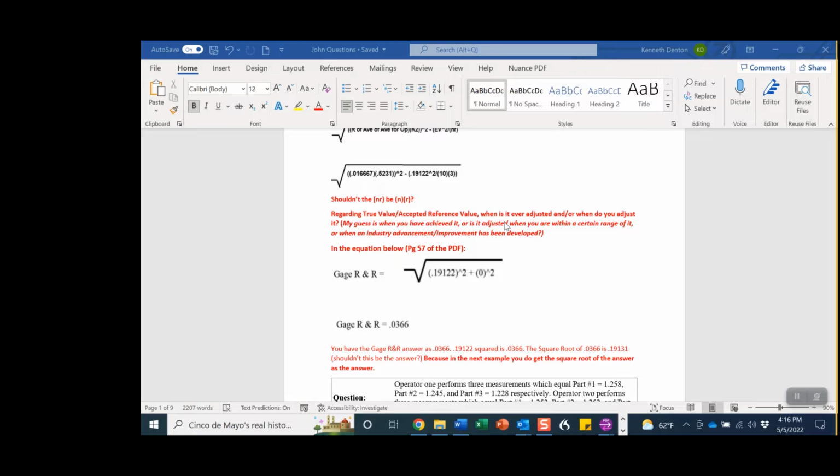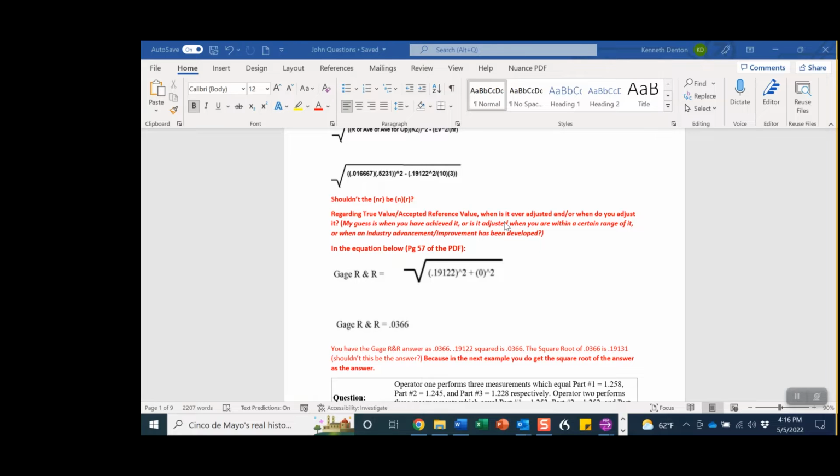Yeah. But at some point you've got to change that, because of technological advance, or you reach that accepted reference value. When does it ever change? What changes your accepted reference value? In other words, there's an accepted reference value that's established, but I'm sure at some point the accepted reference value is what you measured it to be.